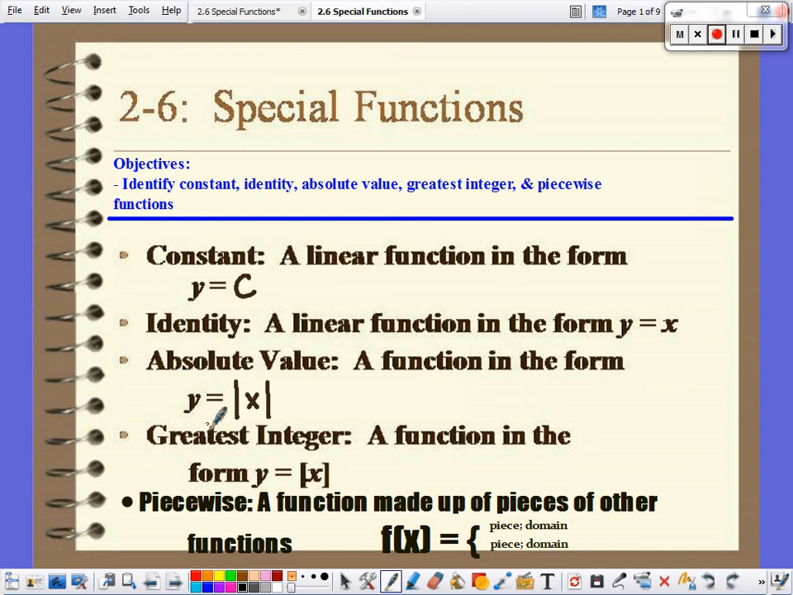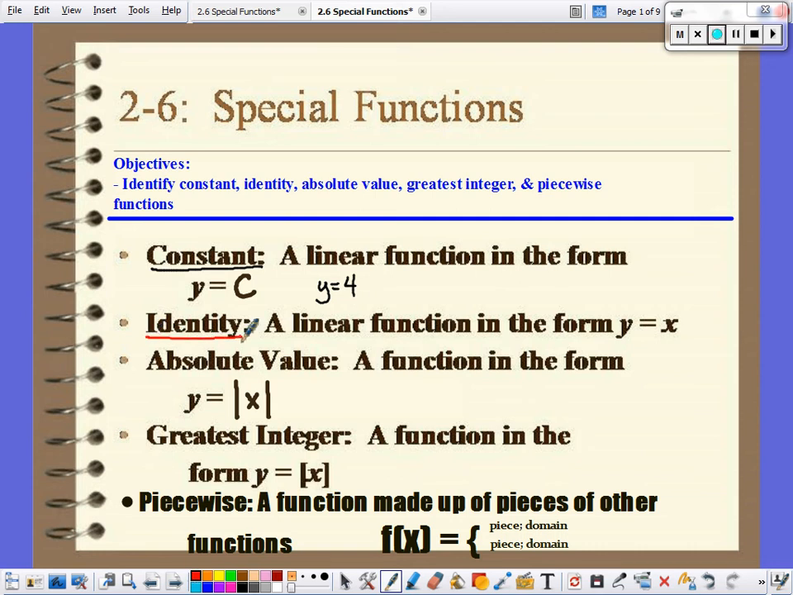Let's just do an overview of the different functions that we're going to be looking at here, the 5 different functions. The first one is a constant function. The constant function is a linear function in the form y equals c. So an example would be like y equals 4. And we'll talk about that one first when we get to them, but that's a horizontal line if you're talking about the graph of them.